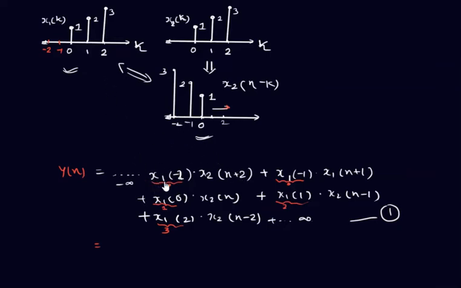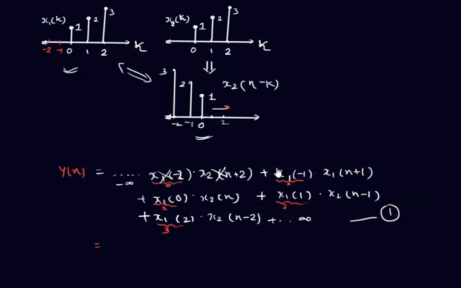See here, in this particular case, for any value of n, if the value at this particular point is finite, then it will be multiplied with 0. So we never have to consider this type of term, because it will always give 0. We know the value of x1 of minus 2 on the graph at minus 2 is always 0, so we will never consider this kind of term. That's why I have not written all these terms for minus infinity. I have just taken from minus 2 to 2.